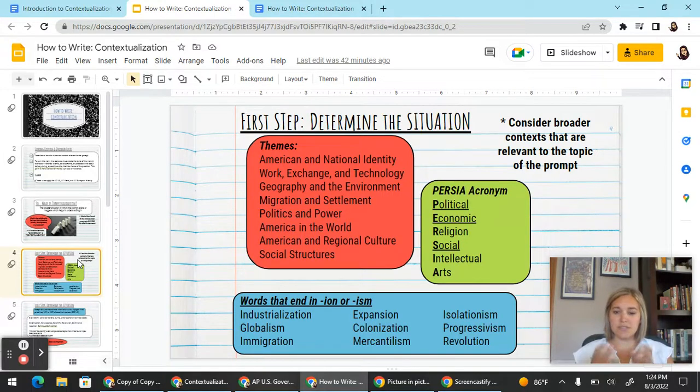And for some students, this still doesn't quite stick in their mind. So helping them think about words that end in ION or ISM, which are typically going to be larger trends and broader context, will help them brainstorm potential broader contexts.